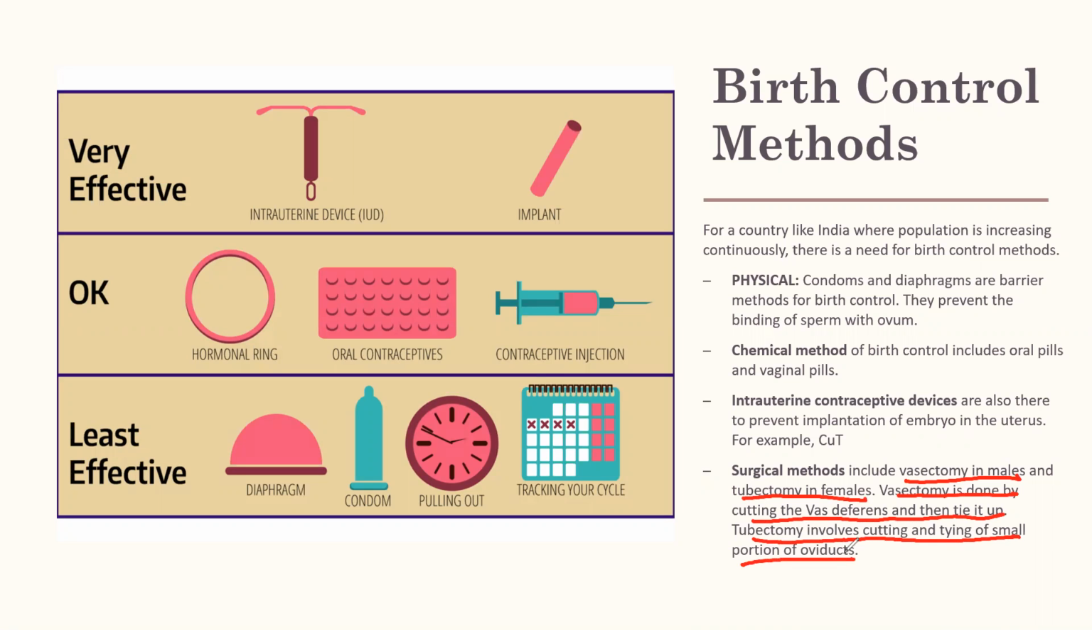So if we compare all the methods, the surgical method is irreversible. The physical method protects from STDs, that is, sexually transmitted diseases. Among all, the most effective method is the intrauterine contraceptive method, which includes IUDs and implants. And the chemical method has its own side effects because it creates hormonal imbalance in the female's body.